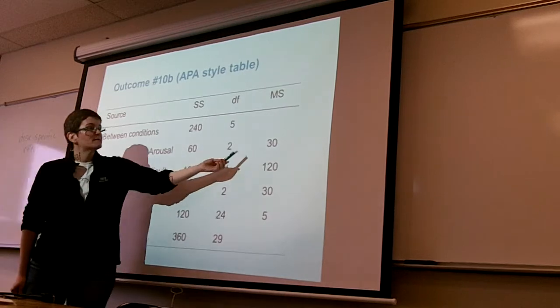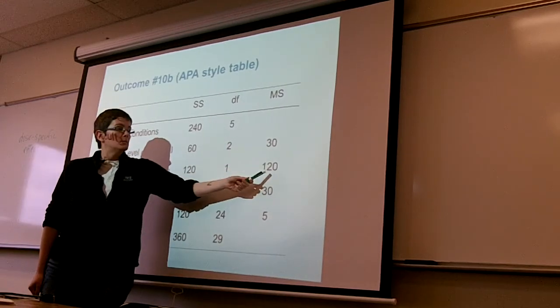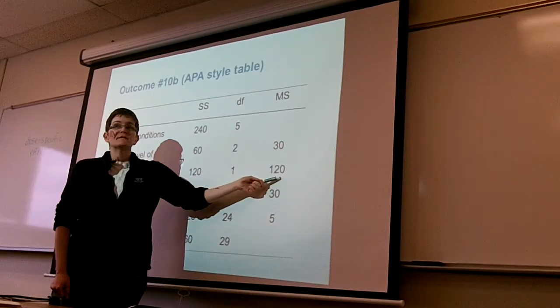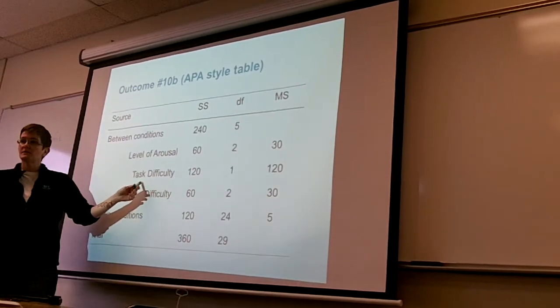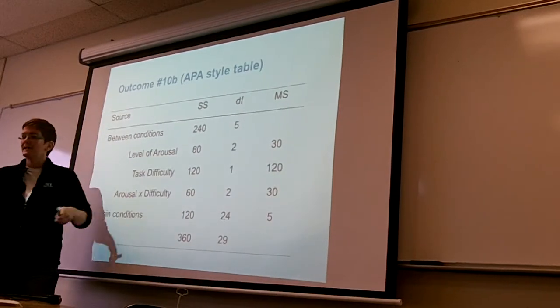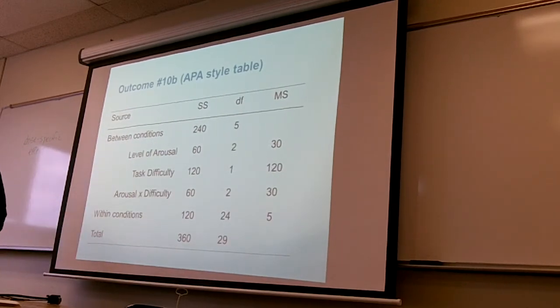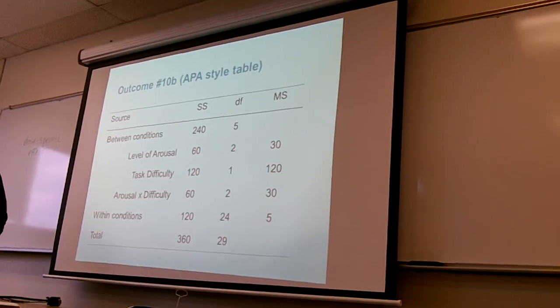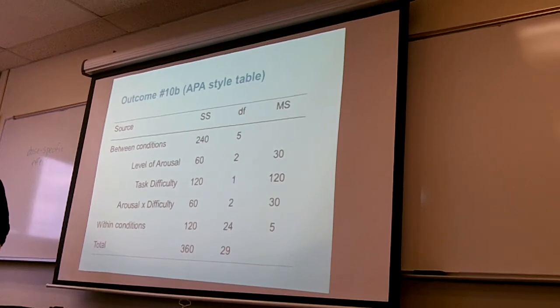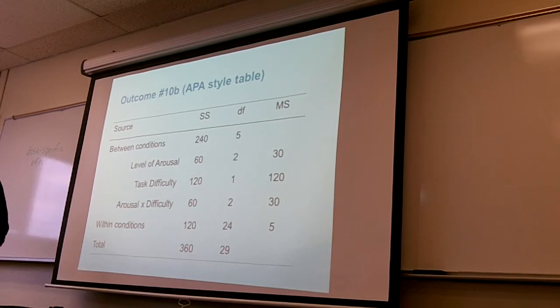So here's a mean square for IV1, which is level of arousal. Mean square for IV2, which is task difficulty. And the mean square for the interaction of arousal times difficulty. Okay, you see that? All right, now I'm going to tell you what we've done here. We've got two between subjects variables with random assignment, manipulated variables.